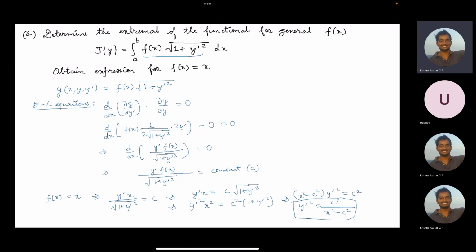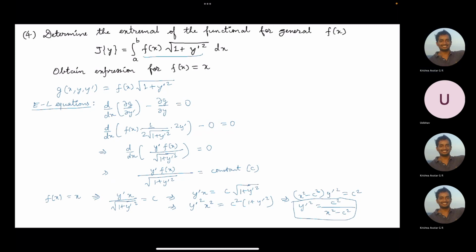So del g by del y prime is given by 2y prime divided by 2 root of 1 plus y prime squared, into f of x. And since the integrand doesn't contain any term containing just y, we have del g by del y is equal to 0. Okay. So this implies that d by dx of y prime f of x over root of 1 plus y prime squared is equal to 0.